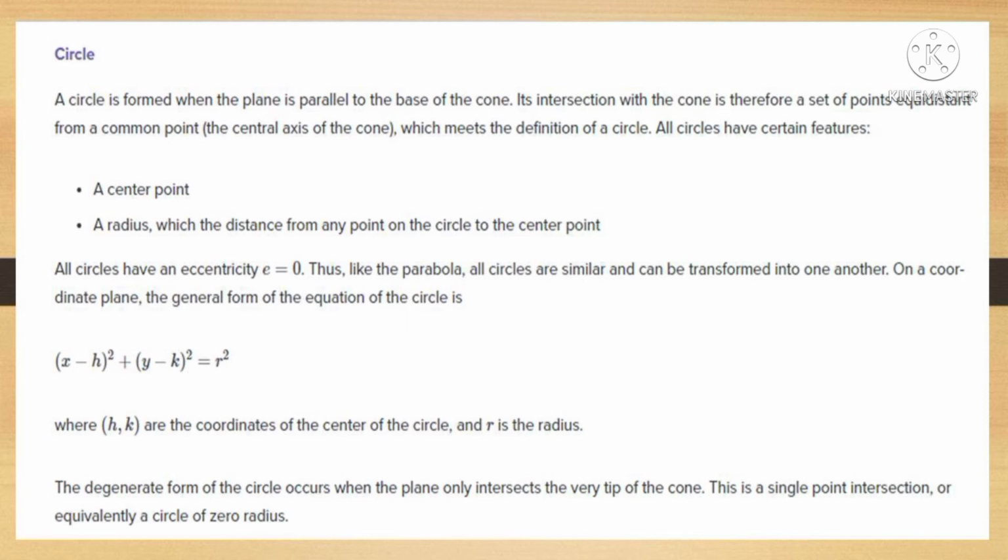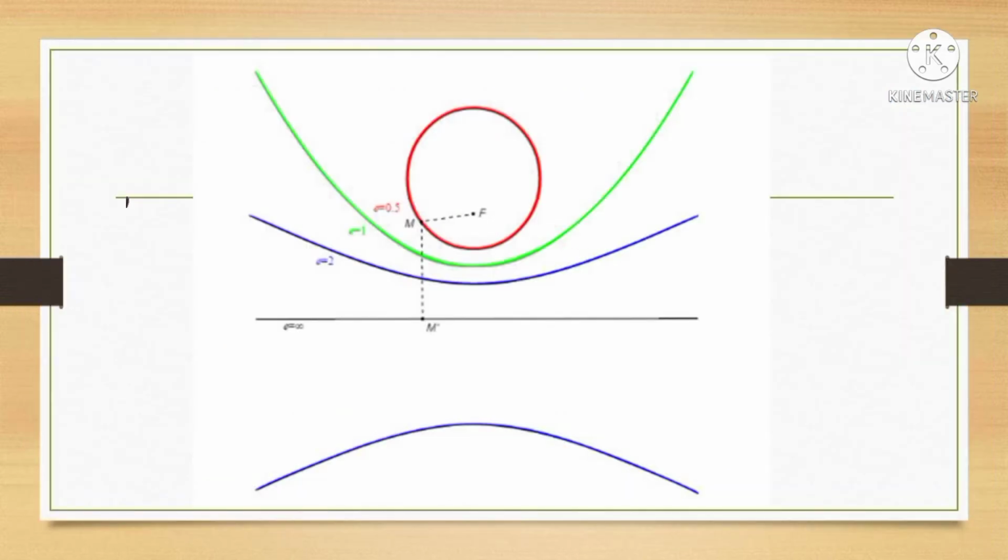This is a single point intersection, or equivalently a circle of 0 radius. Connect sections graph by eccentricity. This graph shows an ellipse in red with an example eccentricity value of 0.5.